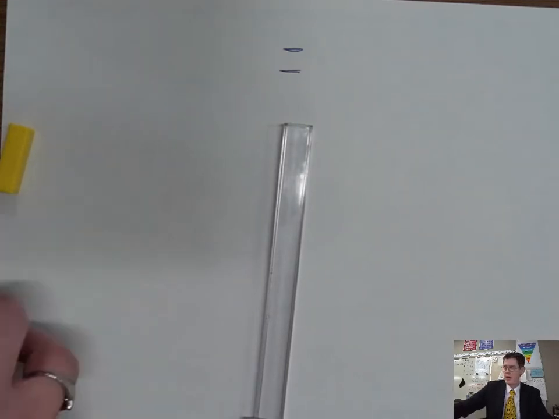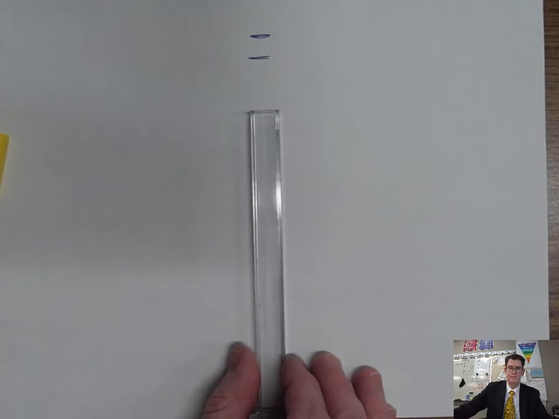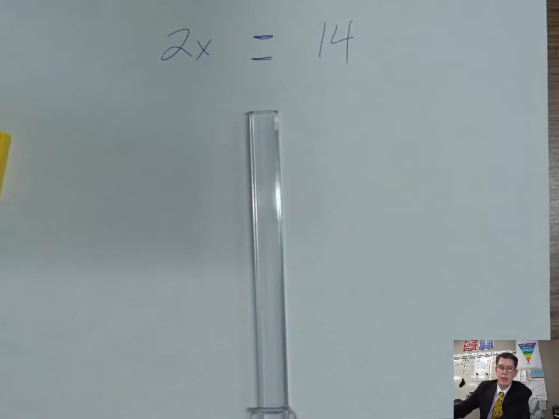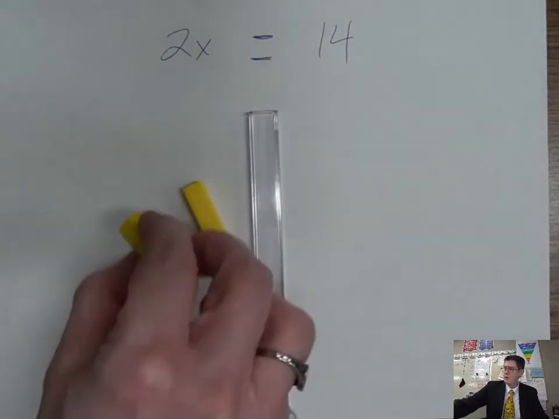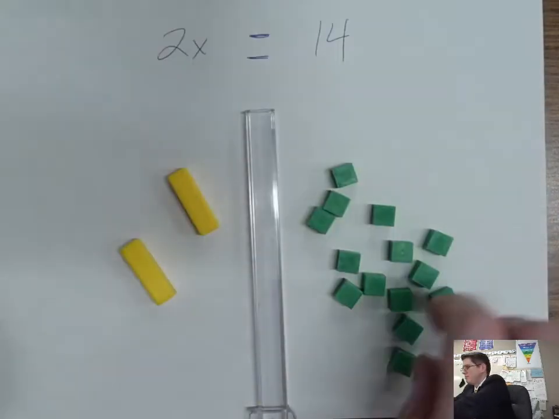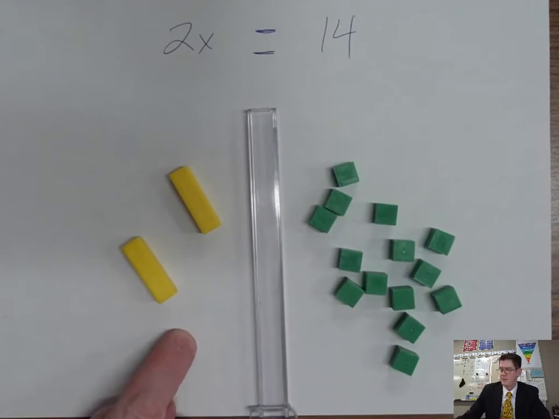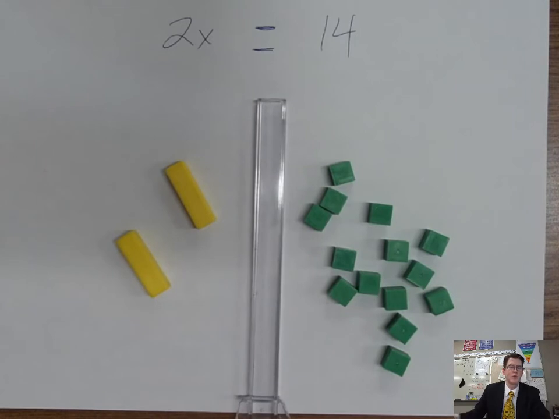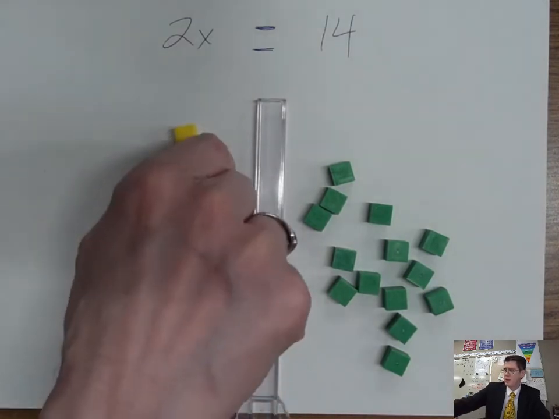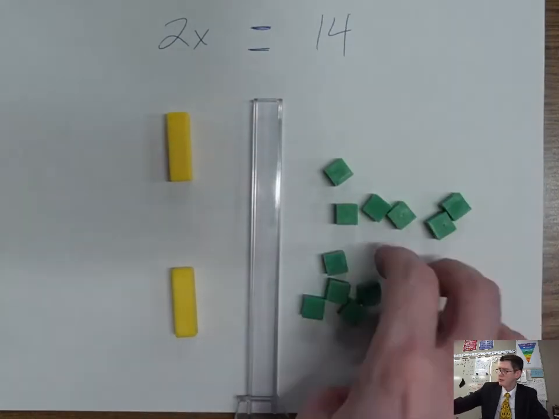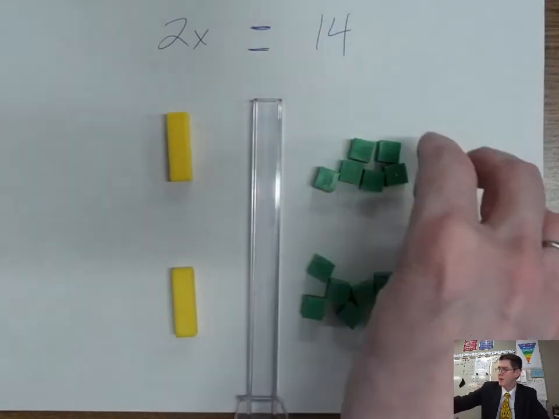What if we have an equation? 2x equals 14. What if two of these unknowns equals 14? But if 2x is the exact same thing as the number 14, what is 1x? Well, here's one way to look at it. 1x is there and 1x there. Split these piles, divide them into two even piles.